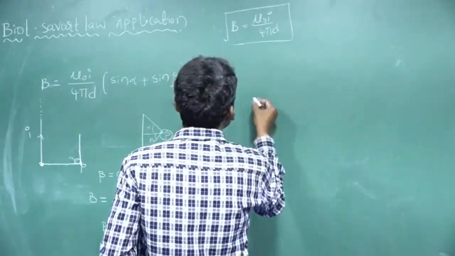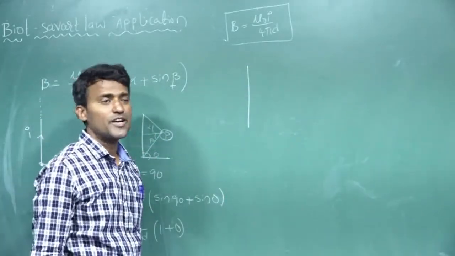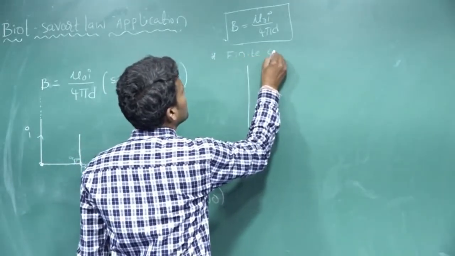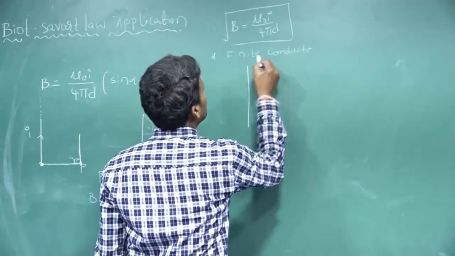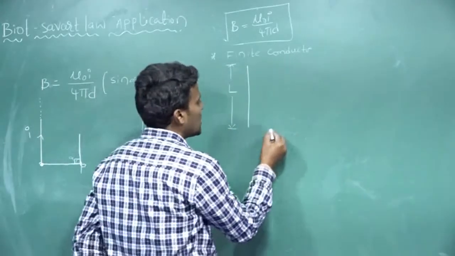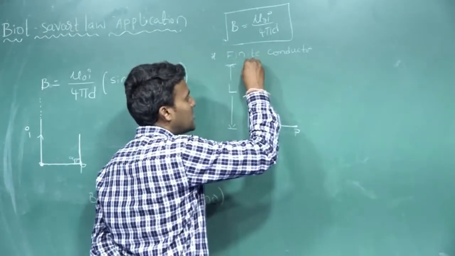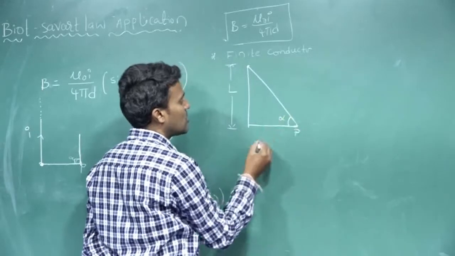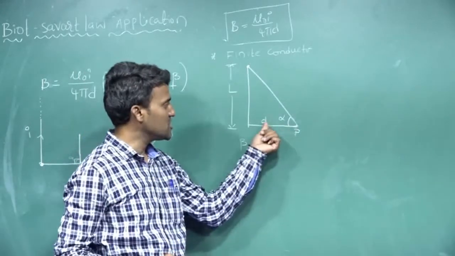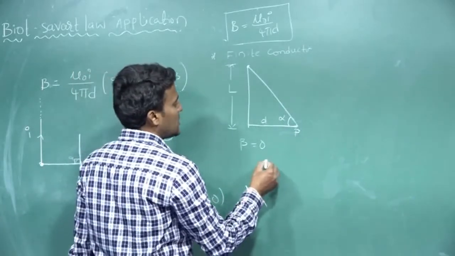Okay, next one. I am taking one more case here: not an infinite conductor, but a finite length. The length of the conductor is L. Now the point P is here. From the end to point P the angle is alpha, and beta is equal to 0. This distance is d, and this is length L. What is the equation at that moment?